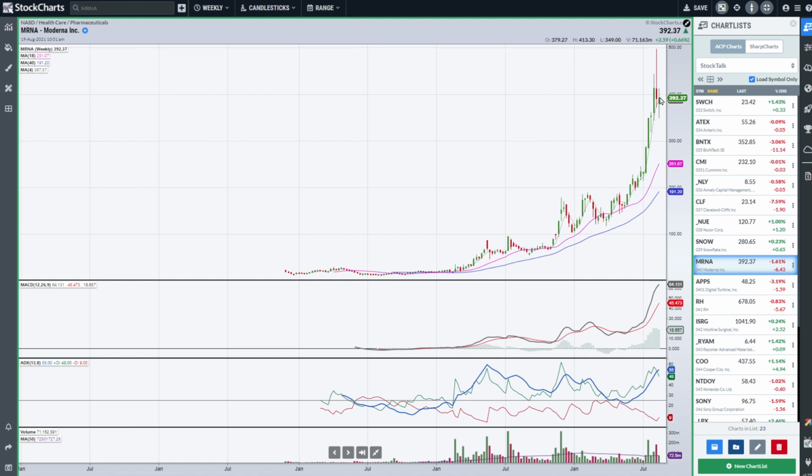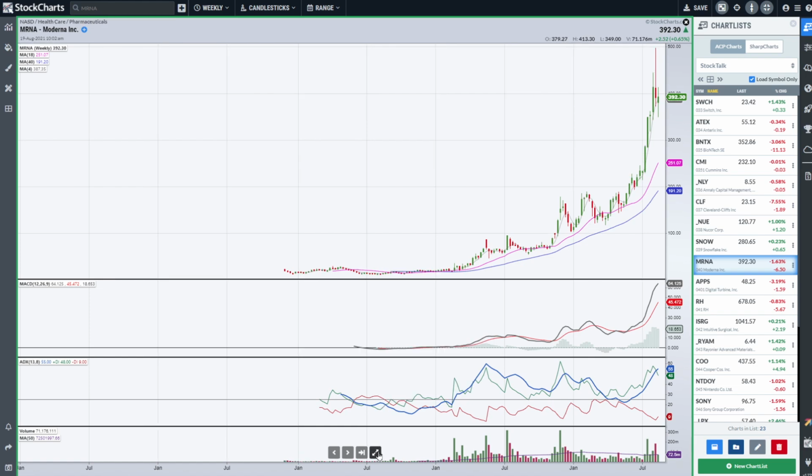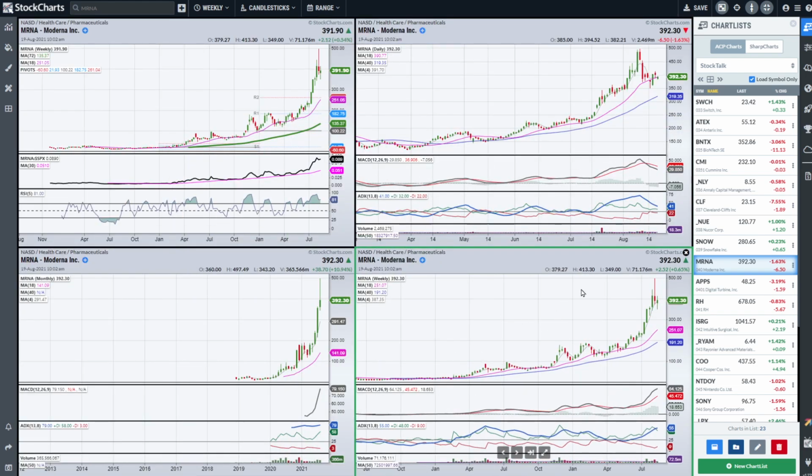So I personally would be using this little rally back up to probably do some trimming in this as opposed to being a buyer, just because we've gotten so far away from the 18-week line after a big surging phase, went up and hit the 500 number. It's just a good spot for this to take a breather. And I would think the breather takes somewhere in the area of 3 to 6 months.